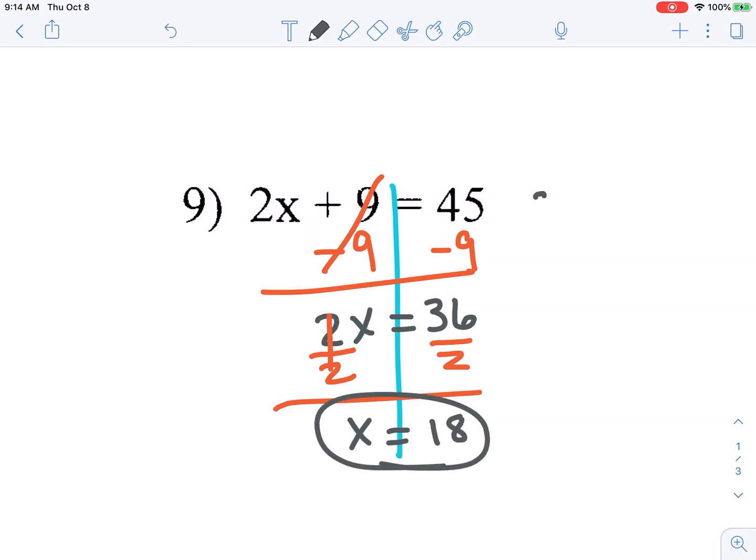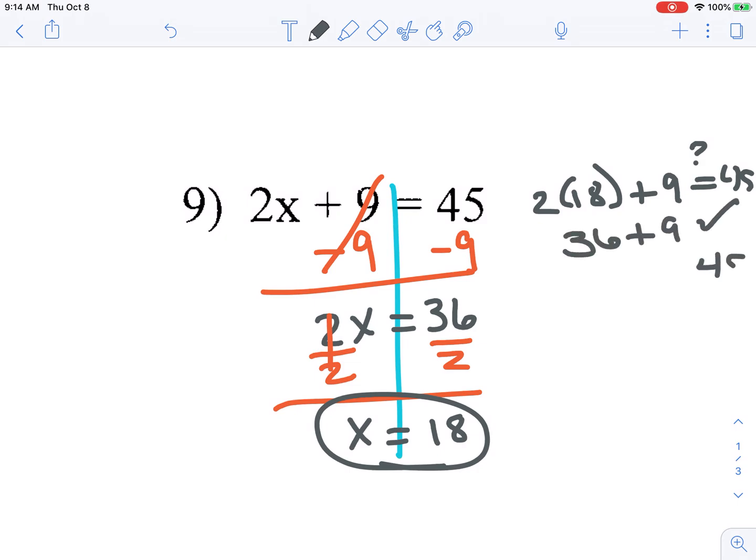Again, I could go up here and check it. 2 times 18 plus 9. Does it equal 45? And it should, because that would be 36 plus 9. And yes, it equals 45. Okay, hopefully that helped for those kinds. Those are the kinds you did with Miss Haynes last year.